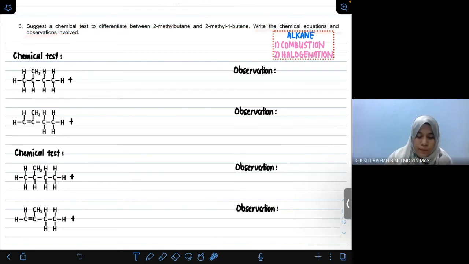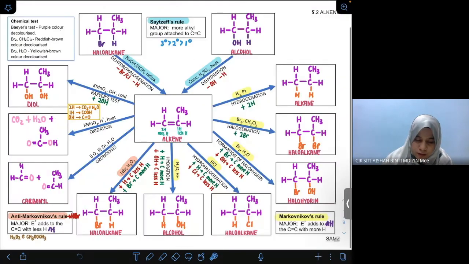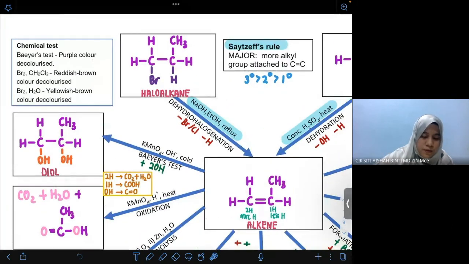Okay, so for the chemical test, we have actually learned 3. In this case, I'm going to do only 2 tests. So which of the tests that we have learned? Actually we look here at our mind map. Chemical test. First, we have learned about the Bayer test. The Bayer test is where the purple color is decolorized.